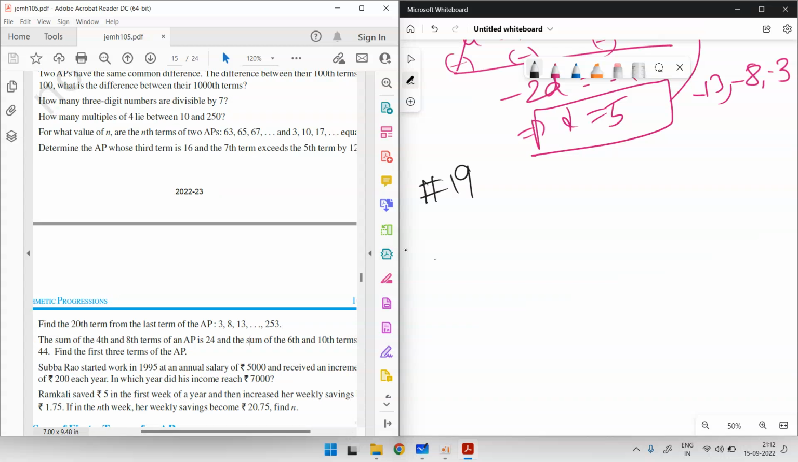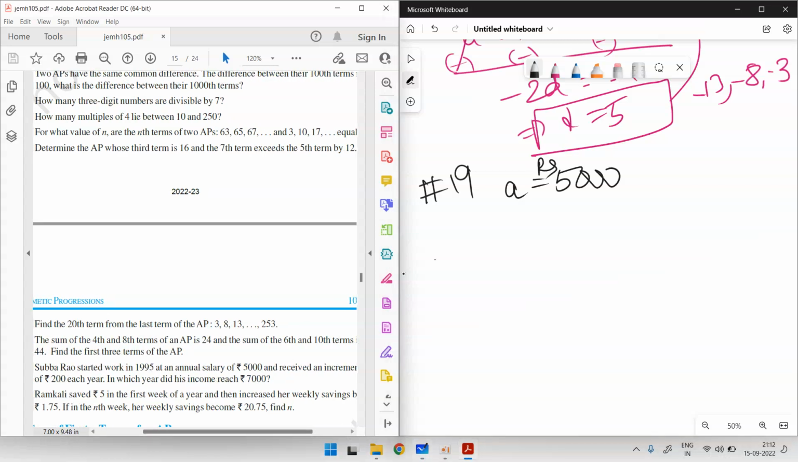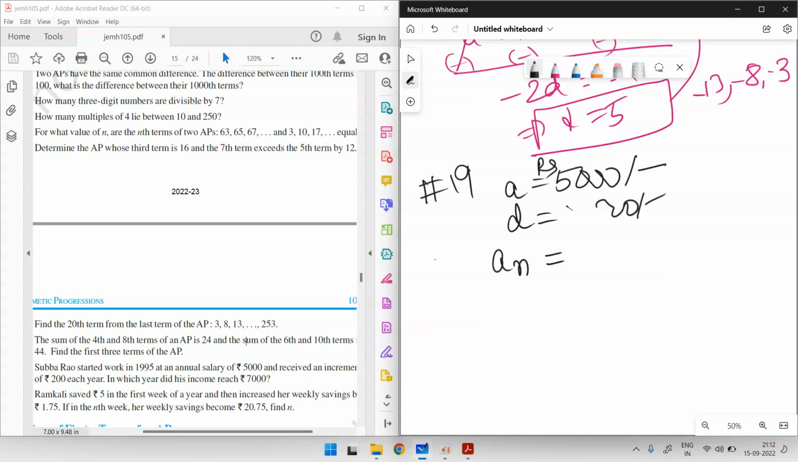It is indirectly given that he started with an annual salary of 5,000, so the first term will be rupees 5,000. Each increment gives him rupees 200, so the common difference will be rupees 200. We need to find in which year his income reached 7,000. So in the nth year his income reaches 7,000, and you need to find the value of n.